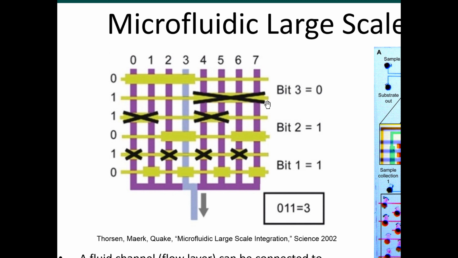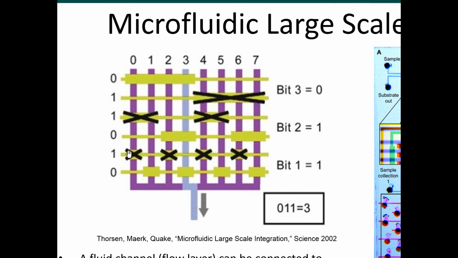If you want to select channel 3, the binary code for this is 0, 1, 1. So bit 3 is equal to 0. If bit 3 is equal to 0, that means that this pneumatic channel is active, and it's blocking these 4. And this pneumatic channel is not active, so it allows fluid flow through all of these.